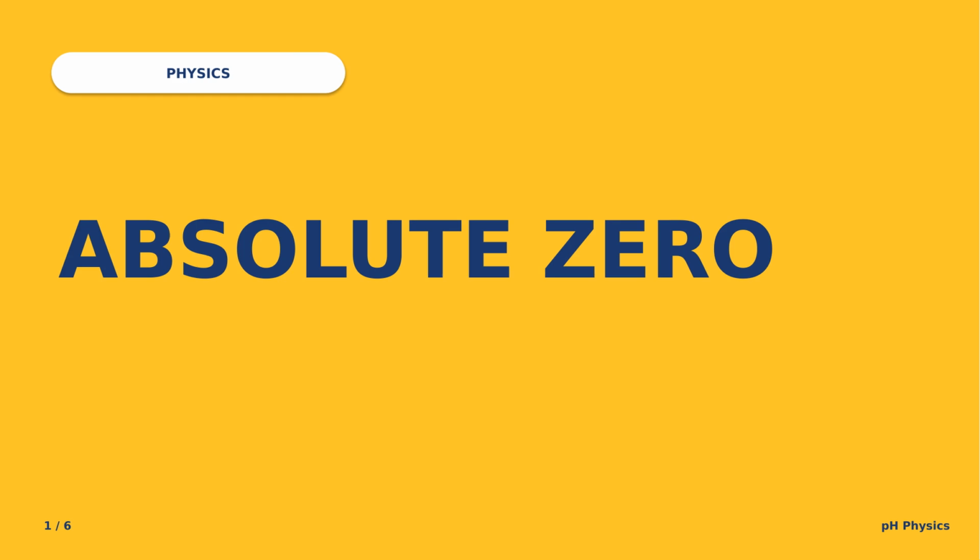Today's explainer is absolute zero, the lowest possible temperature. 0 Kelvin equals minus 273 degrees Celsius. By the end of this video, you'll know the Kelvin scale.